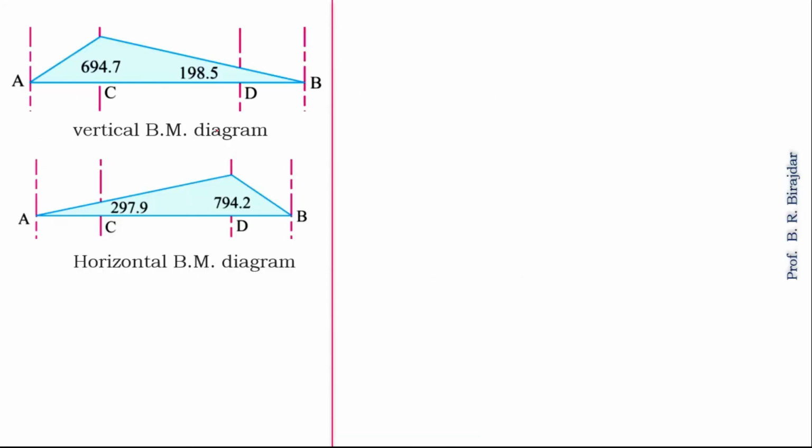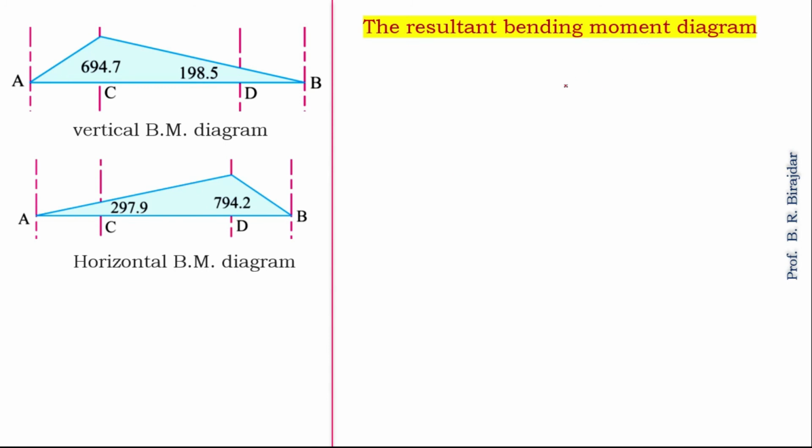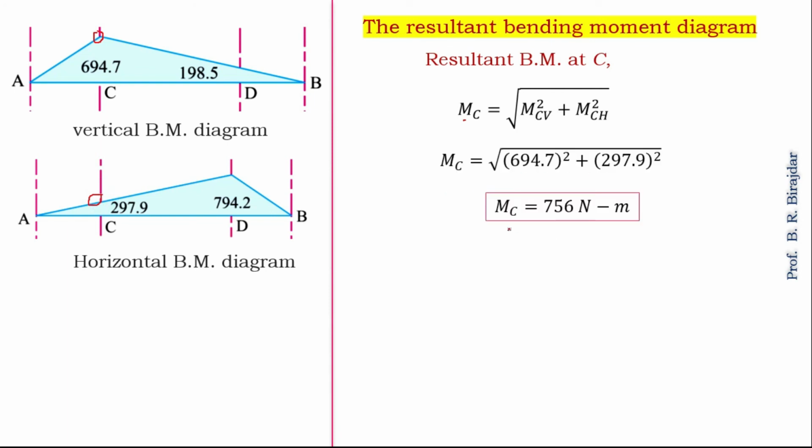Now if you see the vertical bending moment diagram and the horizontal bending moment diagram, our ultimate aim is to find the maximum bending moment, so we have to calculate the resultant bending moment. One is horizontal, one is vertical. The resultant bending moment at point C is equal to the square root of the bending moment at point C in the vertical direction squared plus the bending moment at point C in the horizontal direction squared, right? We put these two values in and get the resultant bending moment at point C.